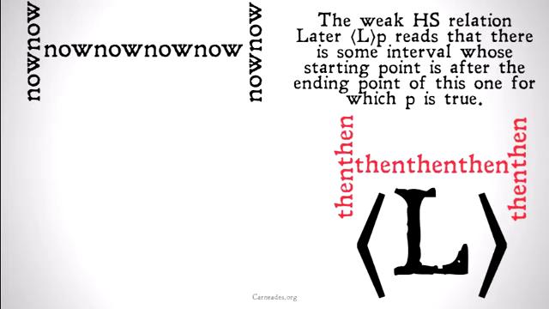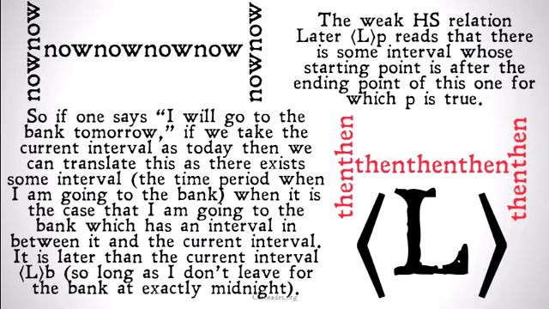The weak HS relation later, or LP, reads that there is some interval whose starting point is after the ending point of this one for which P is true. So if one says, I will go to the bank tomorrow, if we take the current interval as today, then we can translate this as there exists some interval, the time period when I'm going to the bank, when it is the case that I am going to the bank, which has an interval in between it and the current interval. It is later than the current interval.